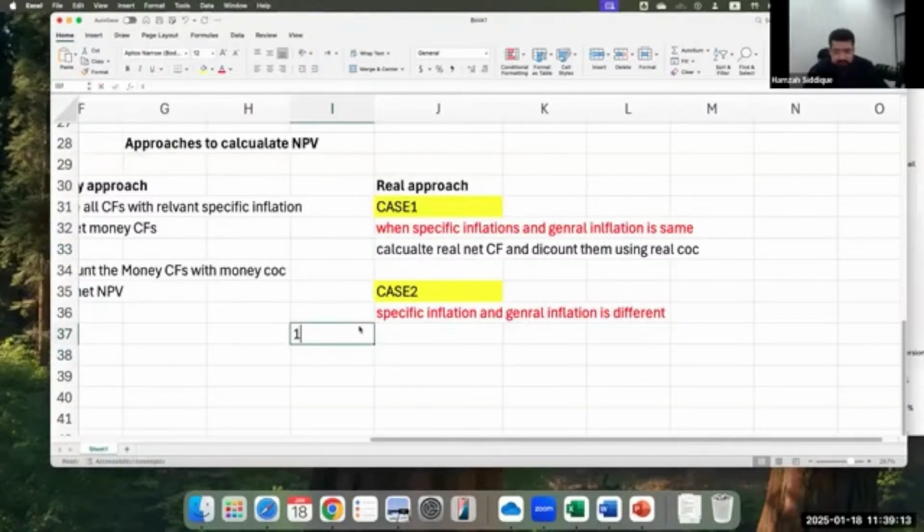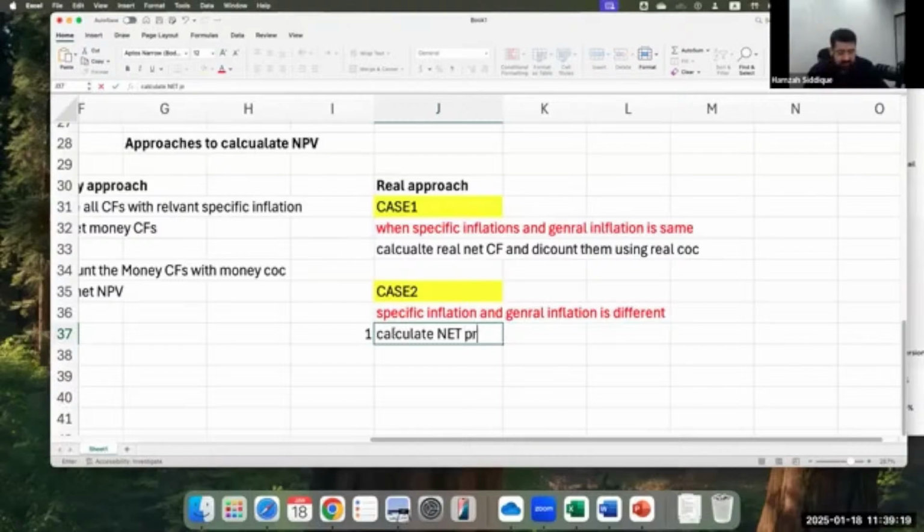So step one, calculate net pre-tax nominal cash flows using specific inflation rate. Pre-tax cash flows, sales minus costs, and sales and costs will be inflated using specific inflation rate each.